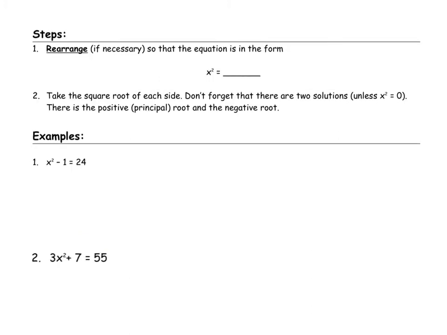So in general, to use this method, you want to rearrange the equation so that x squared is by itself, and then everything on the other side should be a constant value. So we have some number on the other side of the equation. We will then take the square root of both sides, and we don't want to forget that there is both a principal or positive root and also a negative root. We should have two solutions unless we are taking the square root of 0.